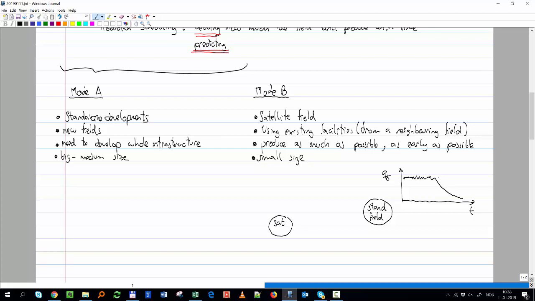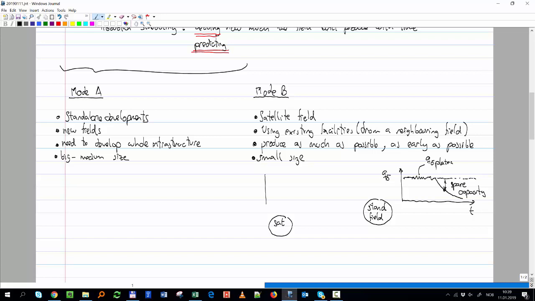Yeah? And you see, I made my field typically to accept or to process this amount of oil, this amount Q oil of the plateau. But when I'm in the decline phase, that means that I'm not processing that much. That means I have this difference, which I call spare capacity. And this spare capacity will increase with time.